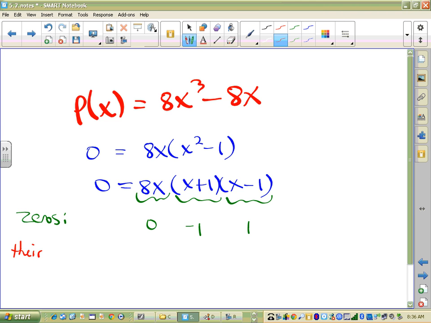Their multiplicities. The first one. What's the multiplicity of that 0? 1 because it happens once. What about the next one? 1 because it happens once. What about the next one? 1 because it happens once.